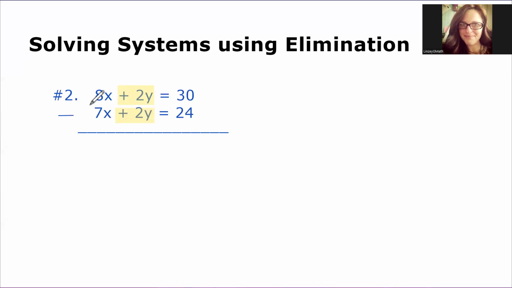What I like to do when I'm subtracting to eliminate, I like to put parentheses around the bottom equation so that I remember to subtract. 8x minus 7x is 1x. 2y minus 2y is 0. They are eliminated. And 30 minus 24 is 6. And we already have our x coordinate for our point of intersection. Now we have to solve for the y coordinate.